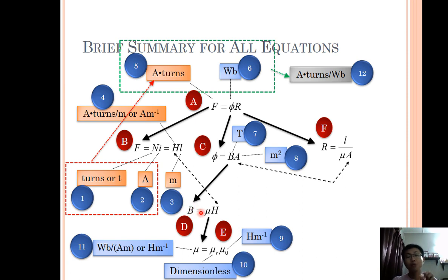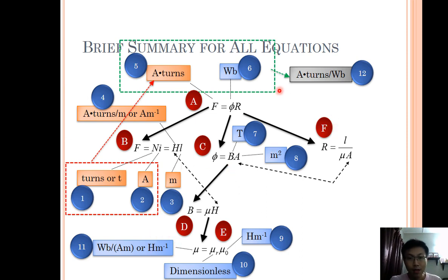Mu, this is a little bit of an issue. Mu is actually mu r mu naught. Mu r, we know that it is dimensionless. So we focus on mu naught. Mu naught is actually Henry per meter. So Henry per meter times dimensionless is actually Henry per meter. In another way, we also can put it as Weber per ampere meter, if we expand it. So usually I just use Henry per meter.